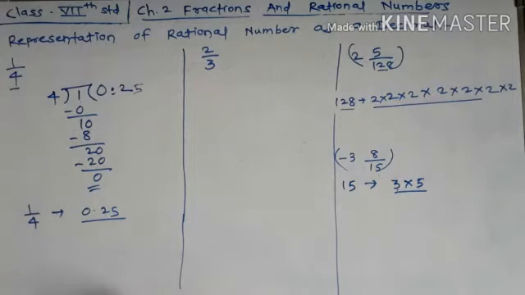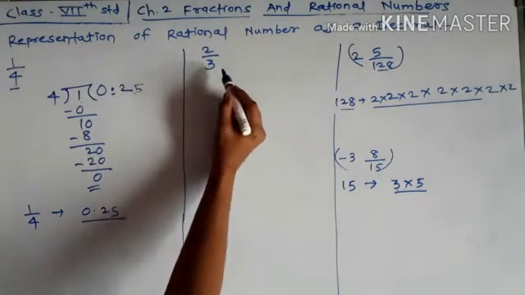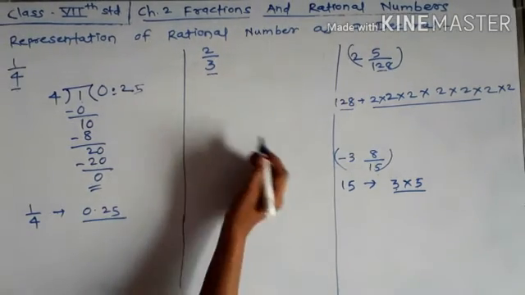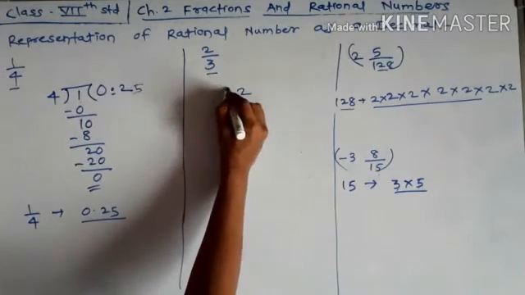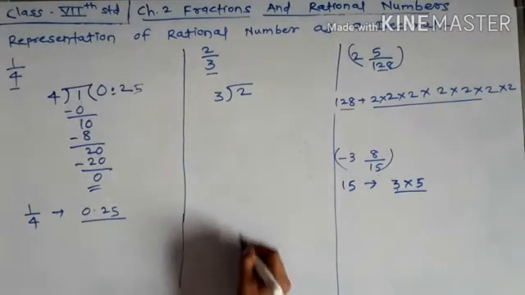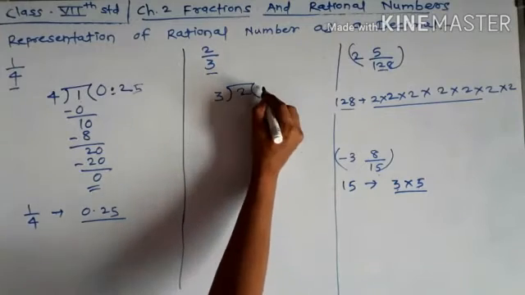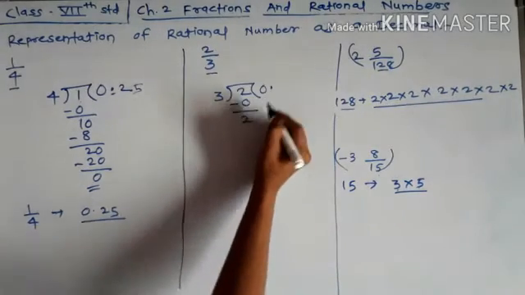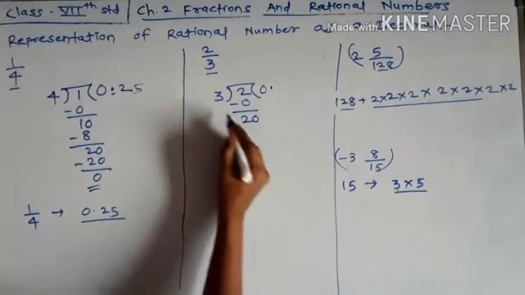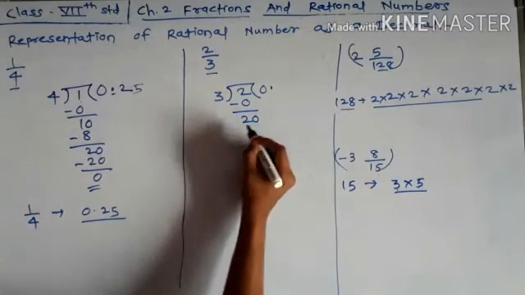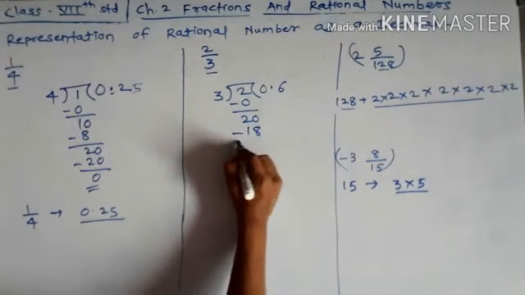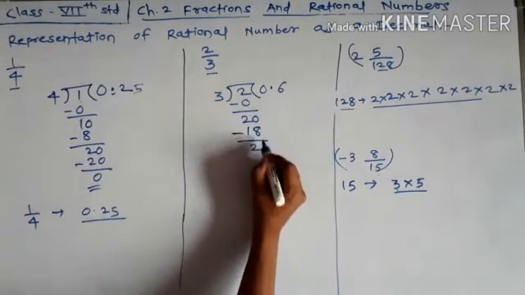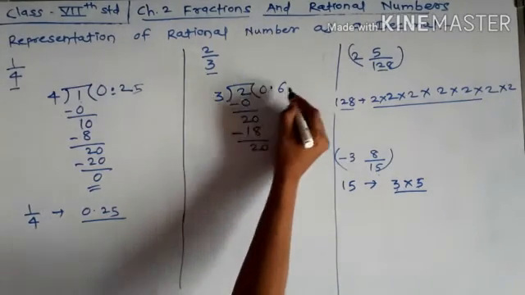The next example is 2 upon 3. Here we have to express this rational number as a decimal. To express this, we have to divide the numerator 2 by the denominator 3. To divide this, first we divide with 0 and then we put a point here. By putting this point, we can take 0 here and then divide it by 3. That means 3 sixes are 18, and we get 2 as a remainder, which is again smaller than 3. So by putting this point, we take 0 again and divide it by 3.